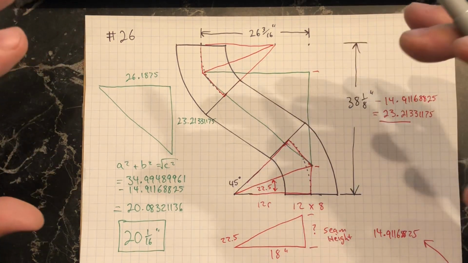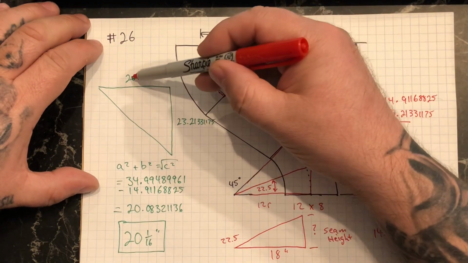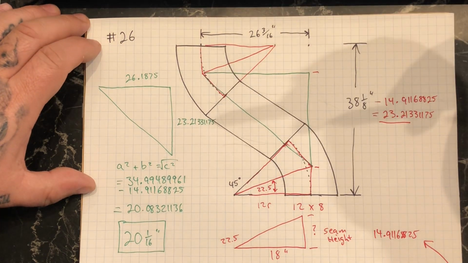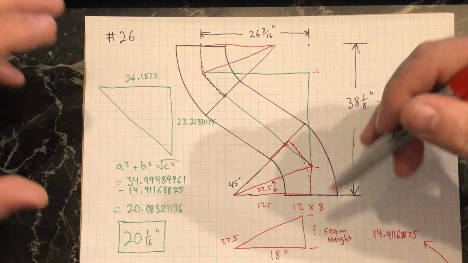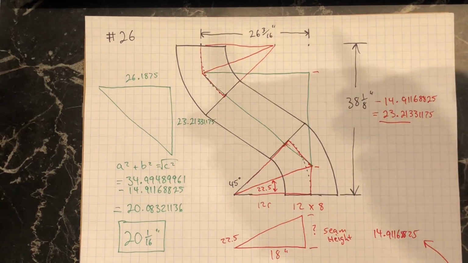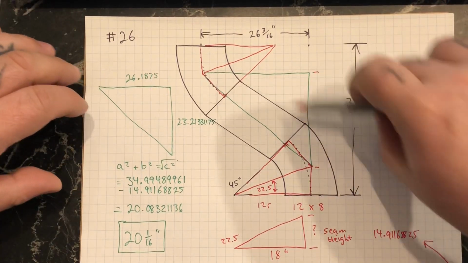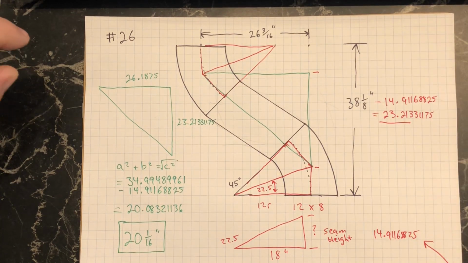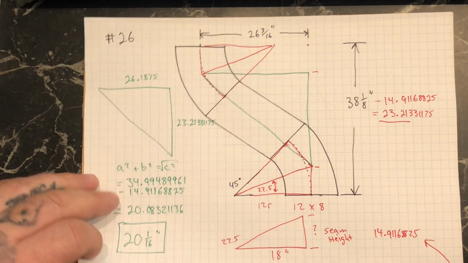Like I said, for this to be proper with 45s, if this is 26 3/16, then this here should be 23 3/16. So we are kind of cheating this one a little bit, but that is the process to how you figure out that piece of duct in the middle. Hopefully that makes sense. But yeah, that's pretty much it.